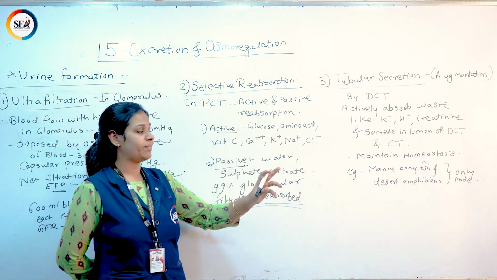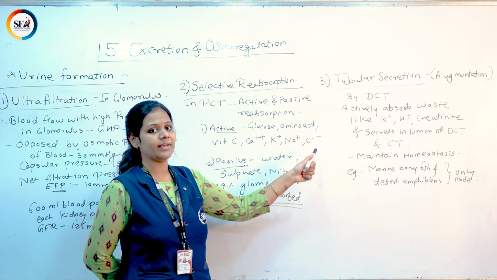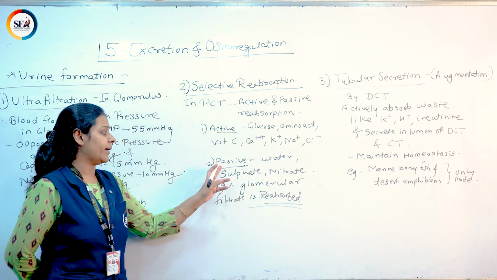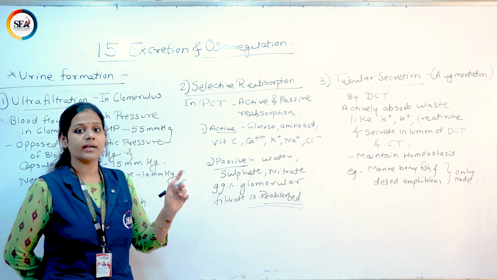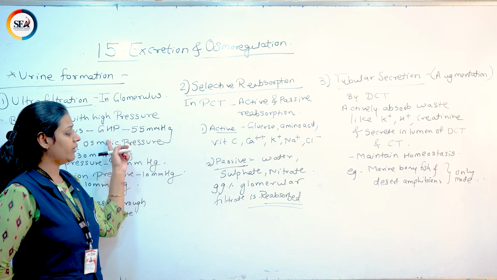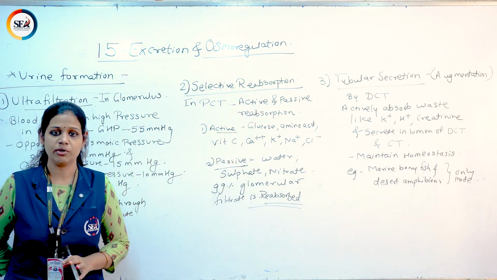Active reabsorption takes place for glucose, amino acids, vitamin C, Ca++, K+, Na+, and Cl- ions. And passive reabsorption takes place for water, sulfate, nitrate, etc. 99% of the glomerular filtrate is reabsorbed by selective reabsorption in the proximal convoluted tubule.